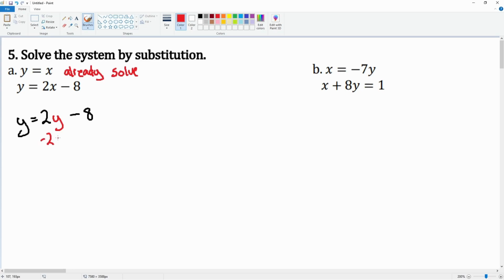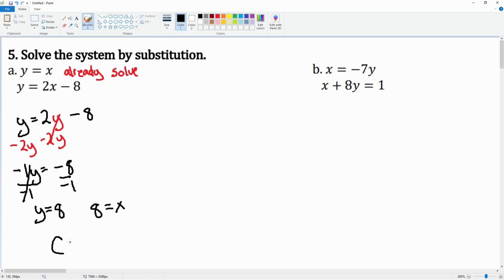Minus 2x to both sides. This is going to cancel, leaving me here y minus 2y becomes negative 1y equals negative 8. Now I can divide by negative 1, divide by negative 1. This cancels, leaving me with y equals 8. But I know that y is equal to x. So I can just replace the y with an 8. And that's how I get my solution of 8 is equal to x. So my solution is in an ordered pair of 8 for the x value, comma 8 for the y value.